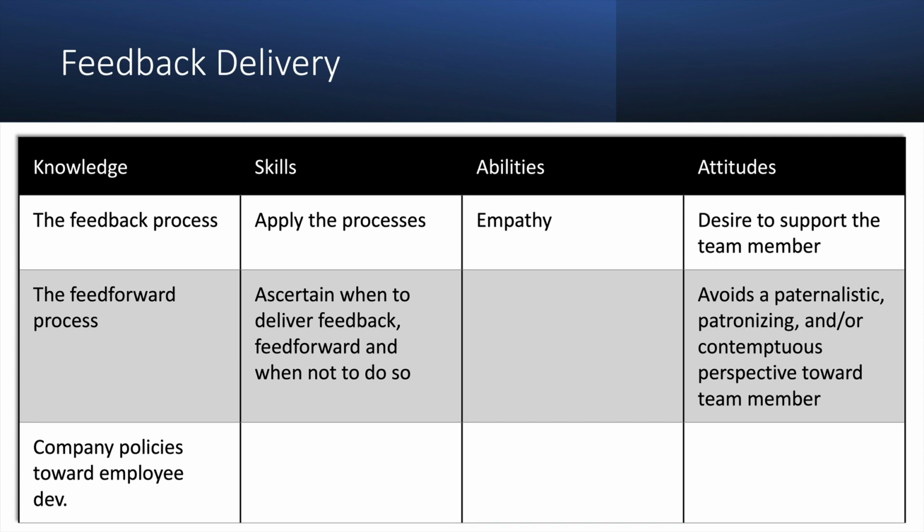From an ability standpoint, one ability might be empathy. You tend not to really want a sociopath delivering feedback, especially if it's harsh feedback or uncomfortable feedback. And yes, I do jest, but empathy would be an ability. So a talent, something that's hard for people to get much better at. Attitudinally, it might be a desire or value to support one another or to avoid patronizing or paternalistic or contemptuous views toward the team member. So these are different attitudes we'd look for to either develop or support in the environment.